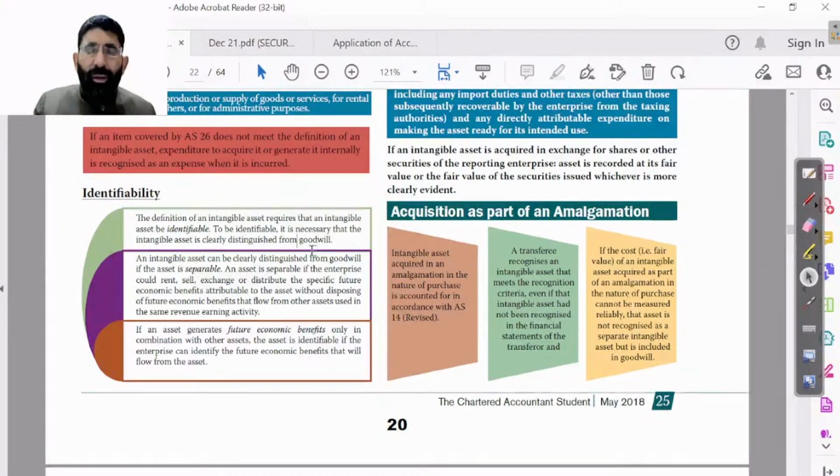To be identifiable, it is necessary that the intangible asset is clearly distinguished from goodwill.